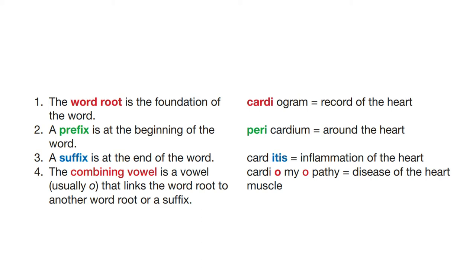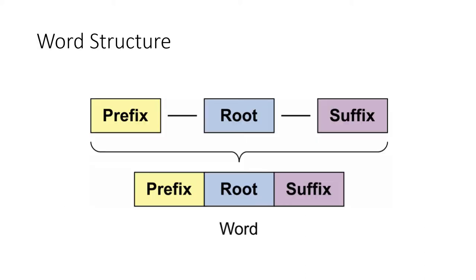But what if we add the suffix itis? In this case, carditis. Itis means inflammation, and so carditis gets to be inflammation of the heart. So the basic word structure is prefix, root, and suffix. And this combination makes up a medical term.